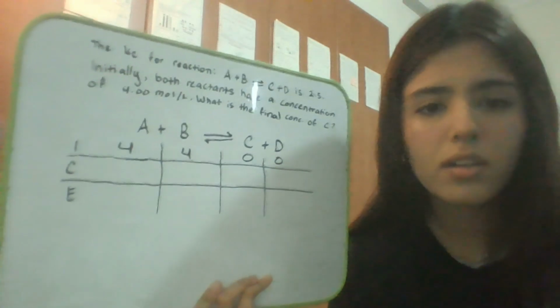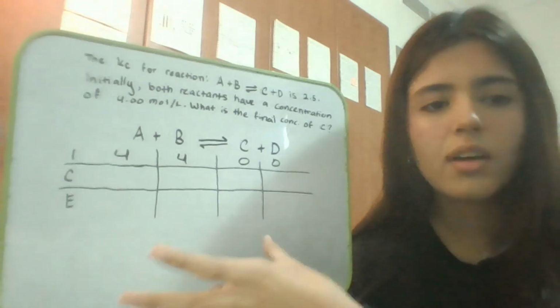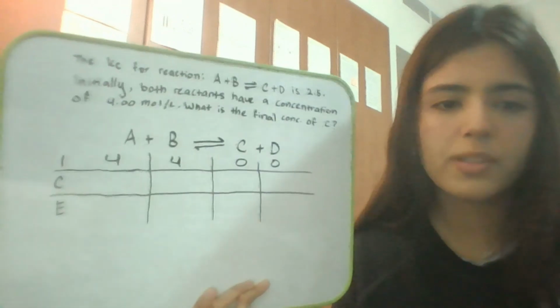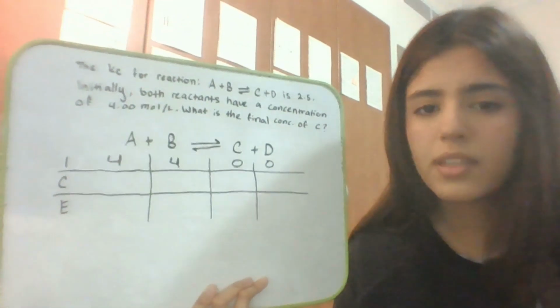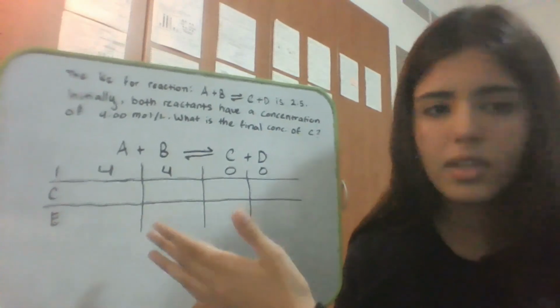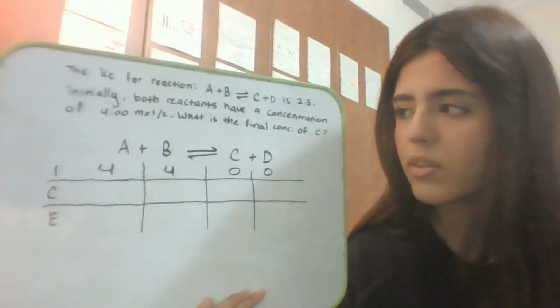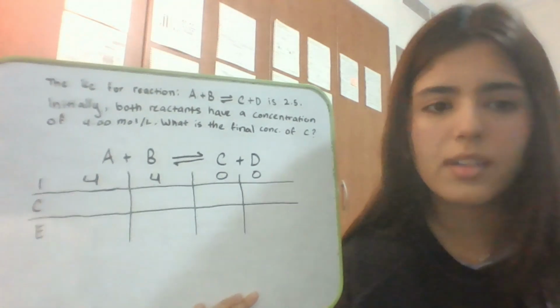If the concentration initially on one side has a value, then that automatically means the other side is going to be 0. So for example, if C and D had the concentration of 4, then that would mean A and B would have the initial concentration of 0. Okay? So that's how you start off the ICE table.